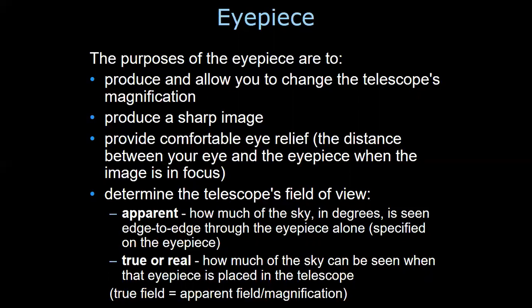Then it determines the telescope's field of view: the apparent view and the real view. Apparent means how much you visibly see, right? That is how much of the sky, in degrees, is seen edge to edge through the eyepiece alone. This is specified on the eyepiece. Then the true or real field is how much of the sky can be seen when that eyepiece is placed in the telescope. True field is apparent field divided by the magnification. So to see a better picture, we need a higher magnification.